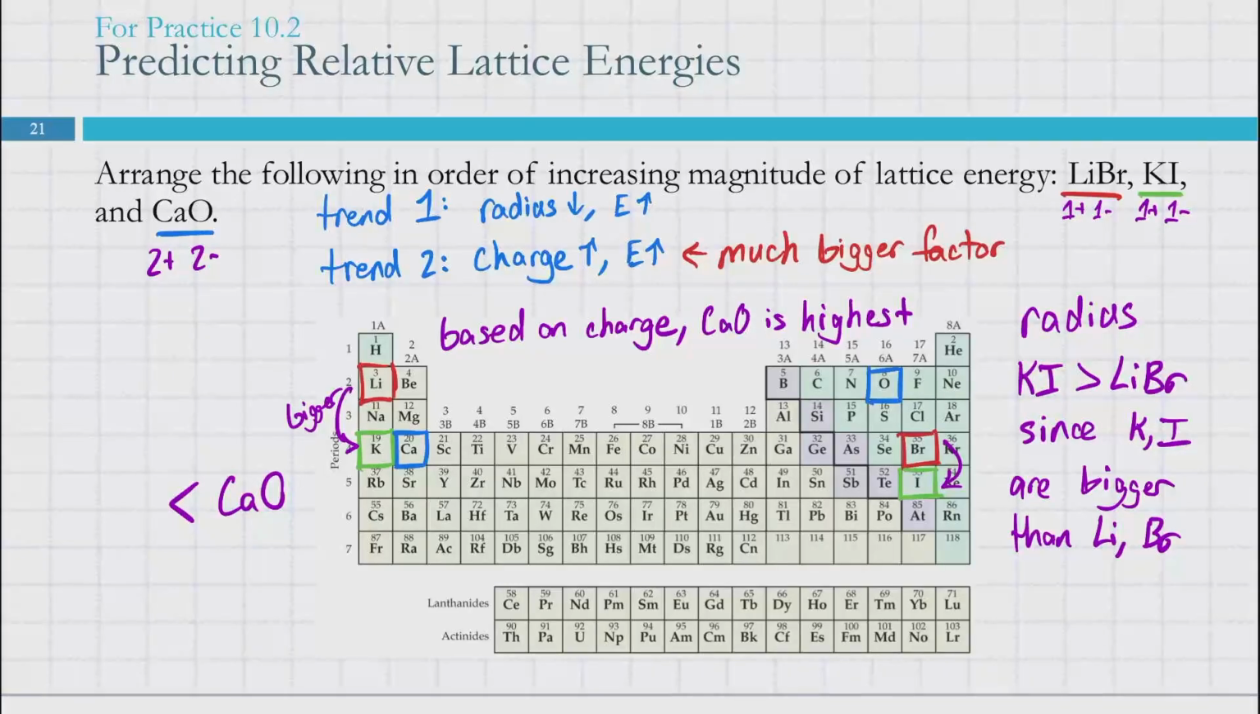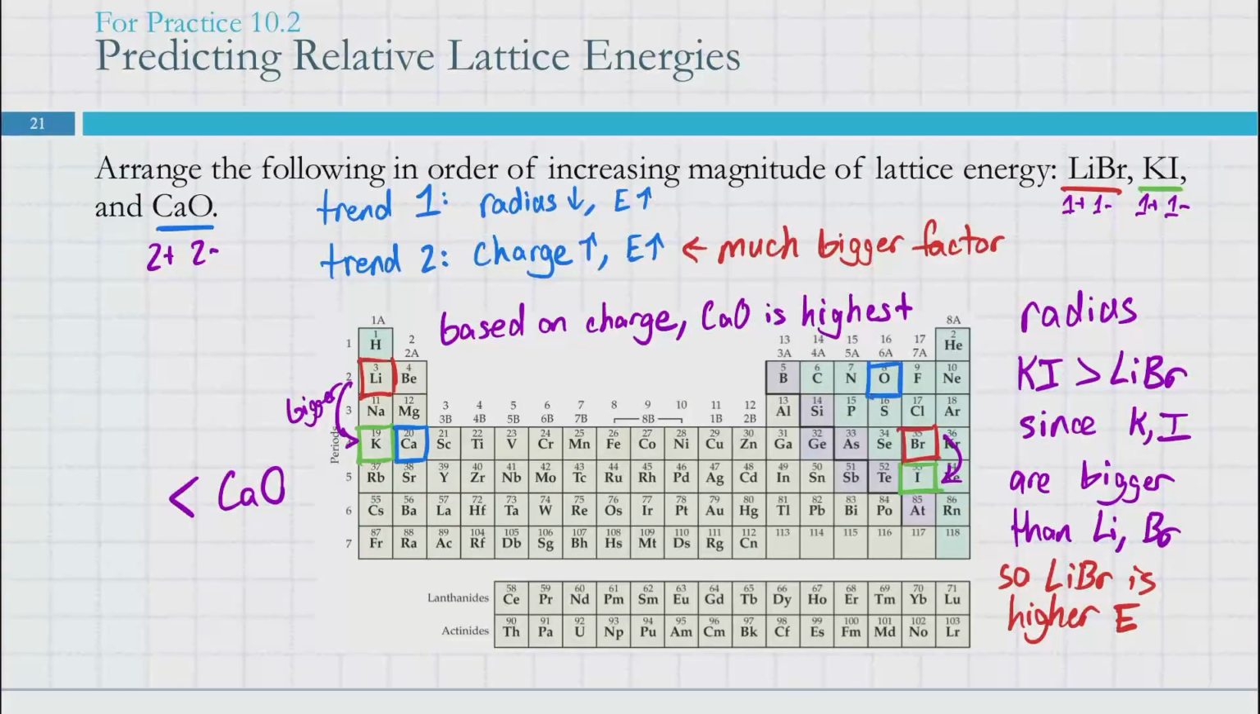A bigger radius would mean lower energy. Smaller radius, lithium bromide. Smaller radius means bigger energy. So lithium bromide is going to have the higher energy for comparing those two. Do we have questions about any of those steps?